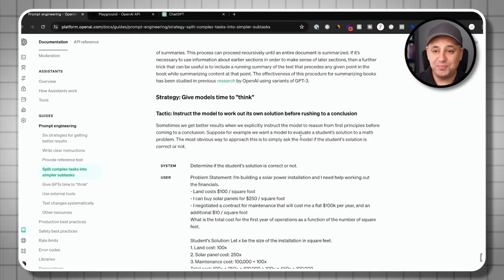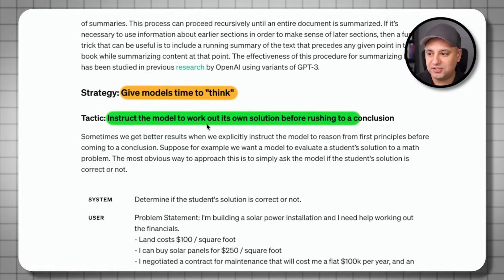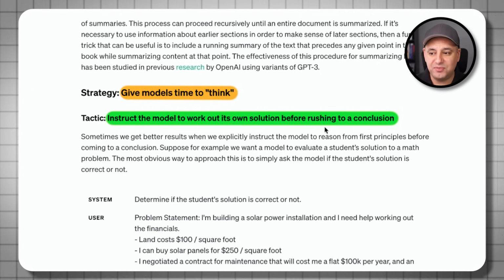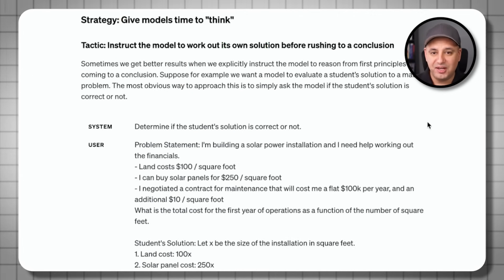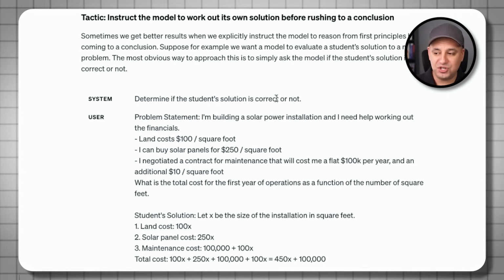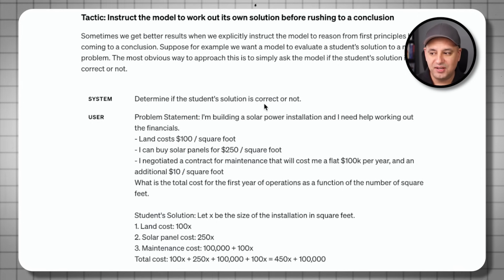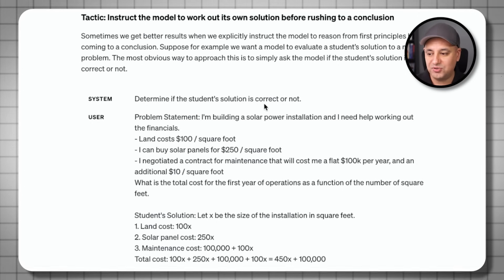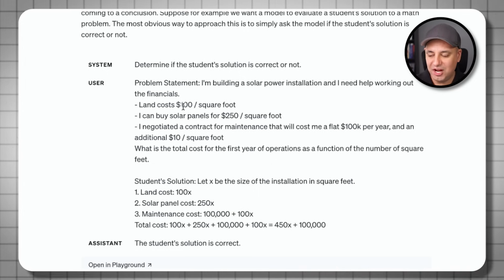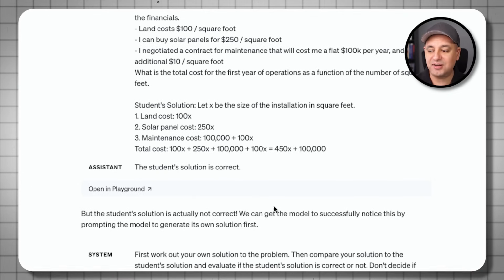Okay, let's get to the next big strategy, which is giving models time to think. So a tactic for that is instruct the model to work out its own solution before rushing to a conclusion. I really like how they laid this out. Basically, they're using an example of a teacher using it here. And basically the teacher says, is this student's solution correct? And then they're pasting a solution to a problem. And ChatGPT in this case will do an incorrect job. It says the student solution is correct, but it turns out it's not correct.